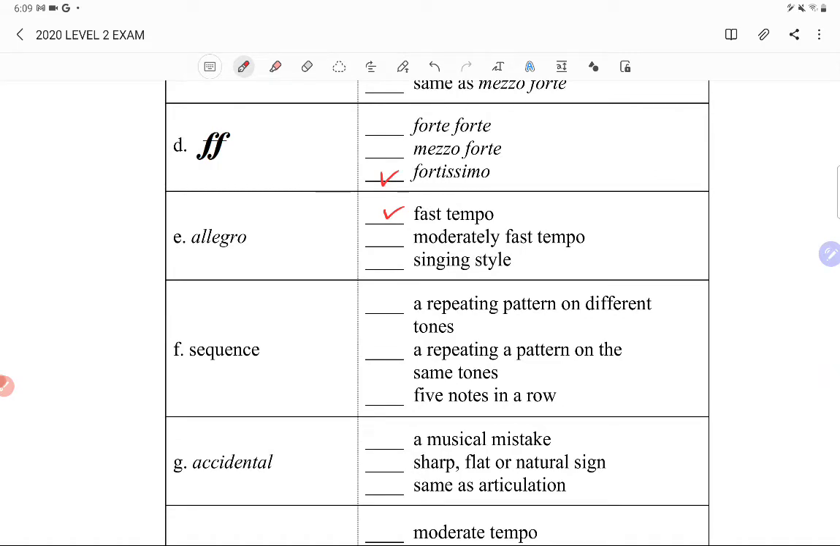Sequence. So I'm going to give you an example of a sequence. So what do you have? You have a piece of the melody that keeps repeating, starting higher or lower, for example, every time, right? So that's a repeating pattern of what? Same notes or different tones? What do you think? Let's actually look it up because sometimes wording can be confusing and I don't want to make a mistake, just telling you.